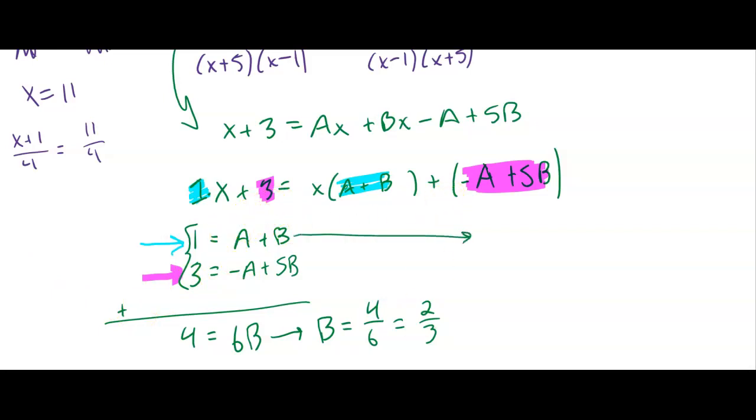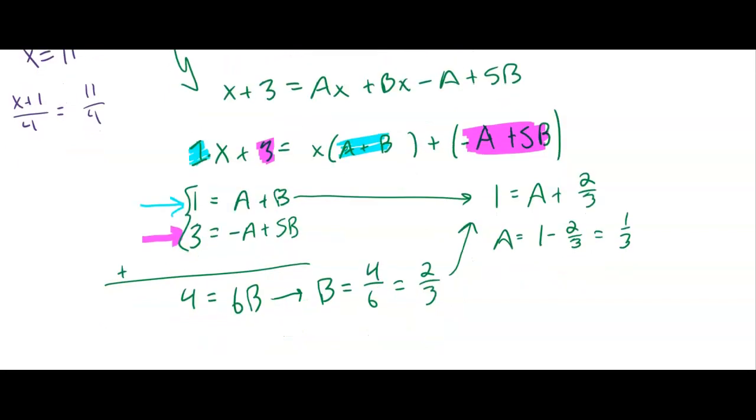Okay, so how do I find a? Well, I can take this and say 1 equals a plus 2/3. Solve for a, subtract 2/3 on both sides. I get a equals 1 minus 2/3, and that gives me 1/3. So what do I have? I have a equals 1/3 and b equals 2/3.